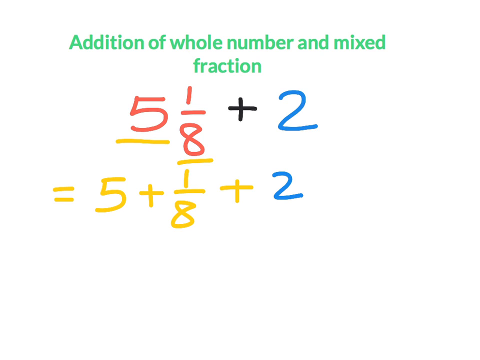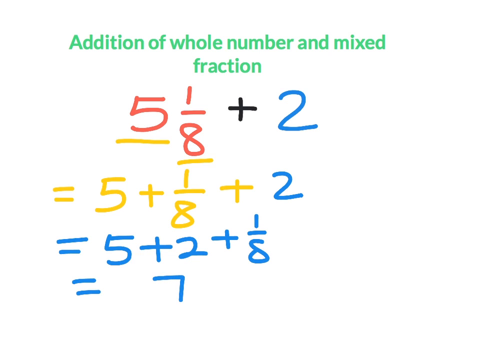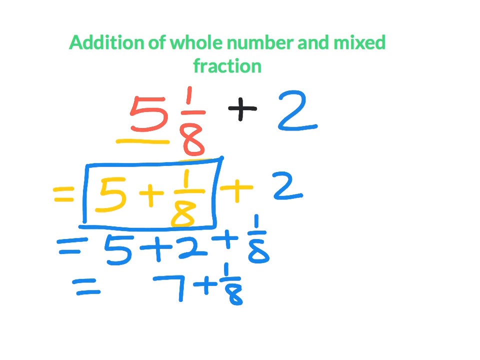So we can go ahead and say this is the same as 5 plus 2 plus 1/8. So when you add 5 to 2, that gives you 7, and plus 1/8. And you recall that we said 5 1/8, one way of writing it is this way. So 7 plus 1/8 is the same as 7 1/8.